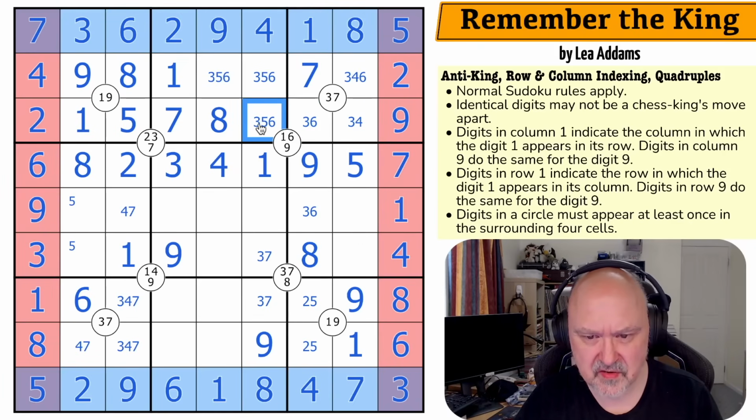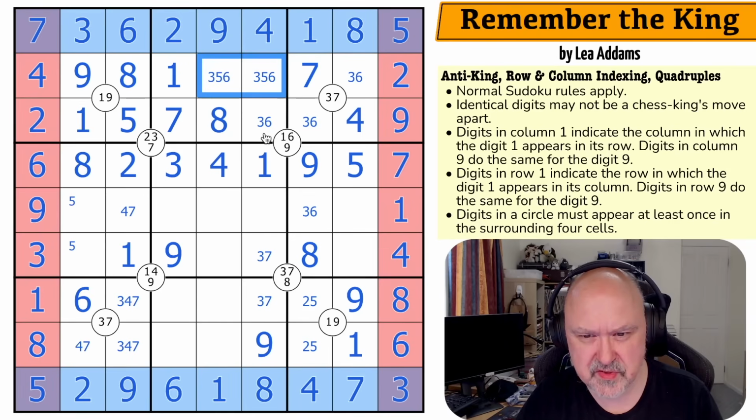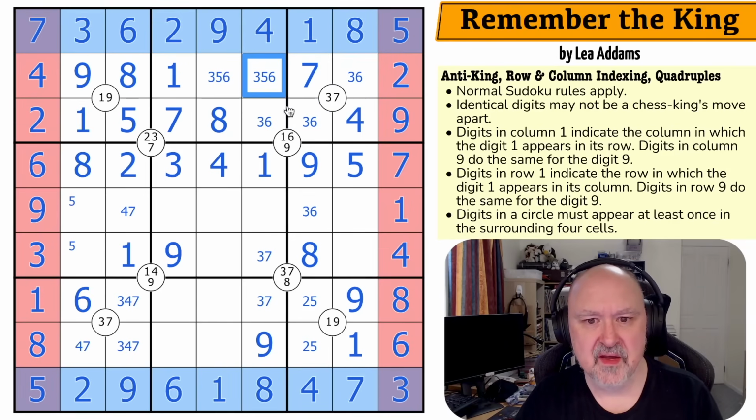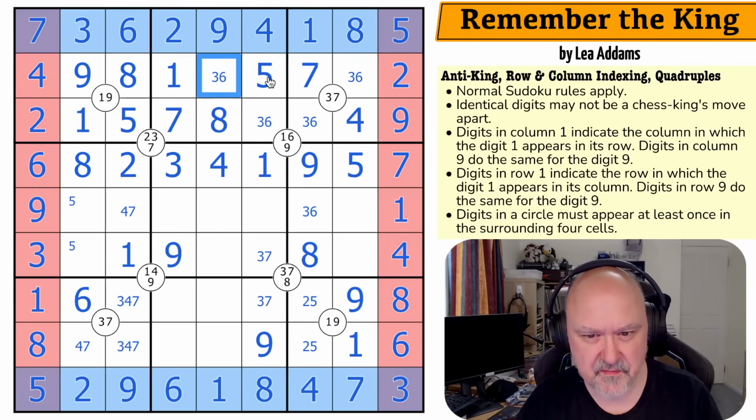The 5 is looking across saying that's not the 5. This is a 3, 6 pair. That's the 4. There's no 4 there. There's a 5 in one of those two. But both of those digits see that cell. If that was a 3, neither of those could be a 3. It sees that one in the row and that one by anti-king. If that was a 6, the same would be true. That's the 5 and there's no 5 there.